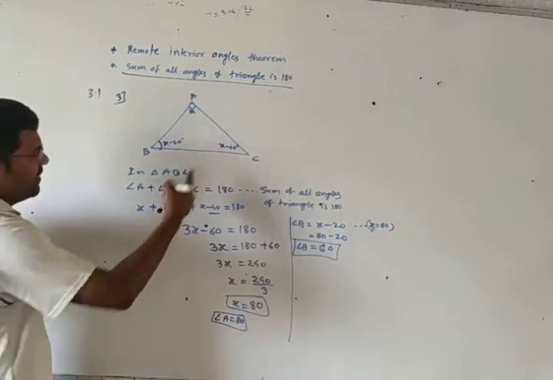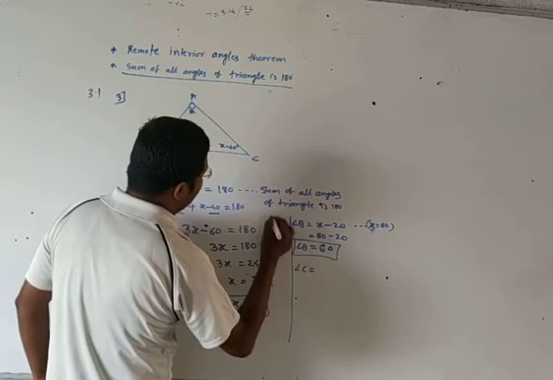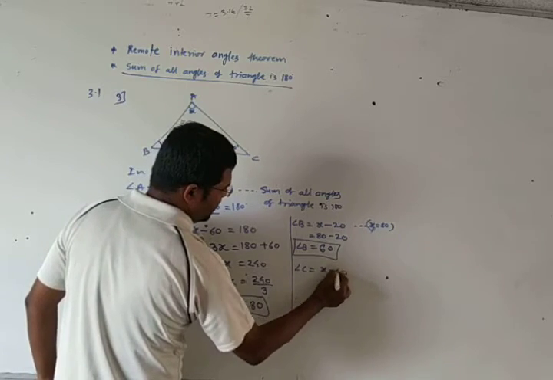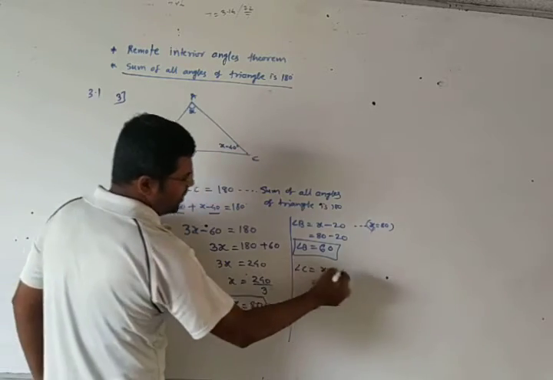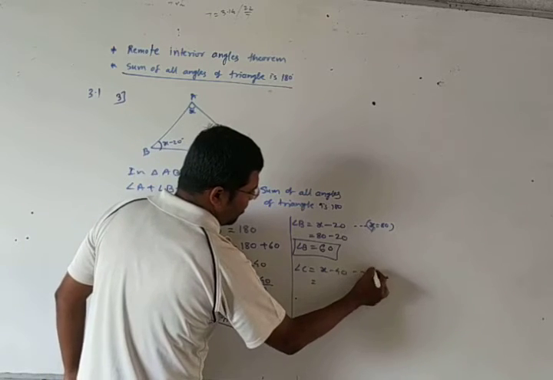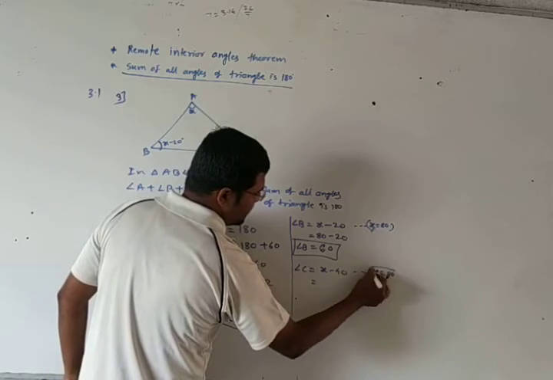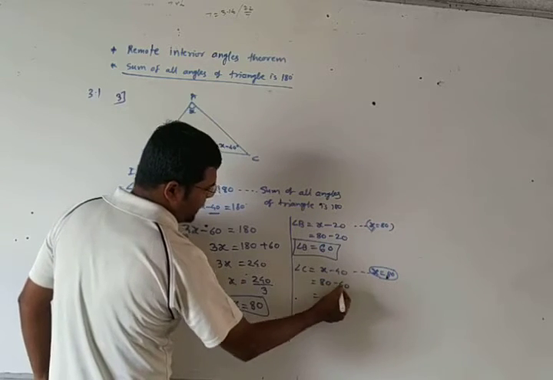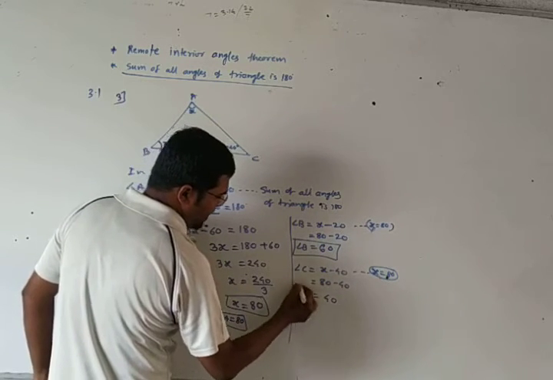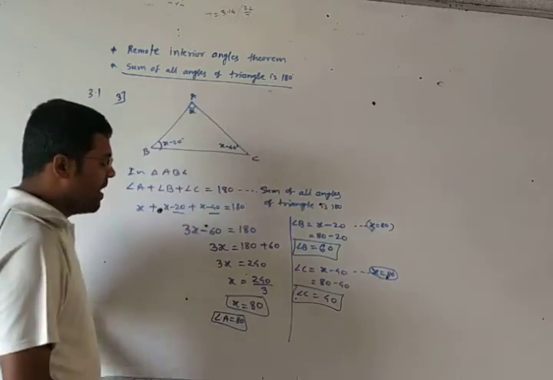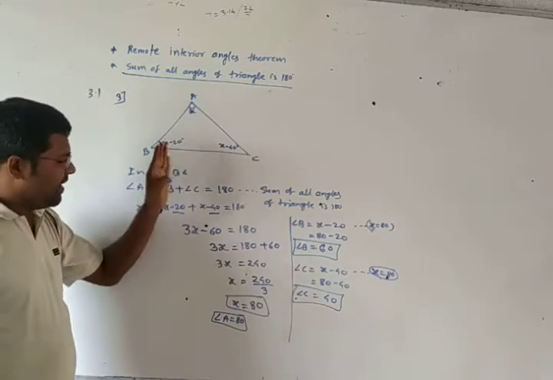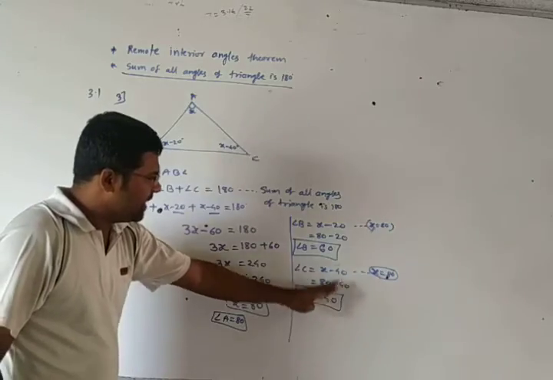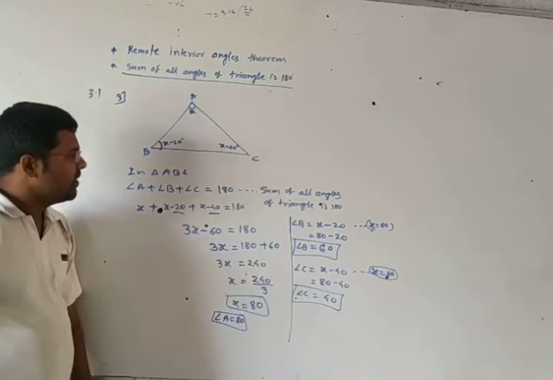Now third angle is remaining. Angle C is equal to x minus 40. Okay, put the value of x. The value of x is equal to 80. So 80 minus 40 is 40. So angle C is equal to 40. So measure of all these angles are 80 degrees, 40 degrees and 60 degrees. Okay, look at the board now.